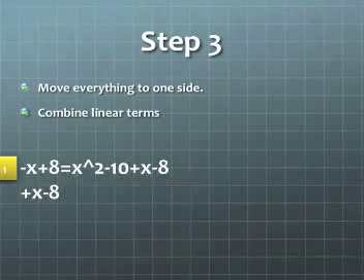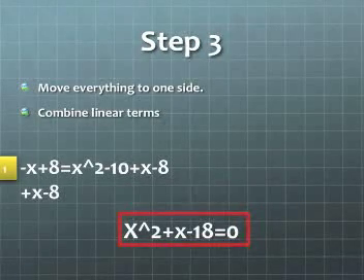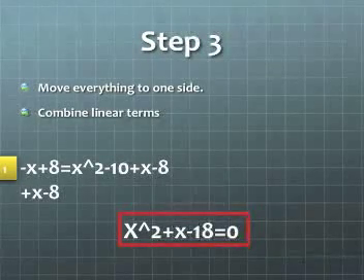After that, move everything to one side by combining linear terms, adding x to both sides and subtracting 8 from both sides. And I got x squared plus x subtract 18 equals 0, which is a quadratic equation as a result.